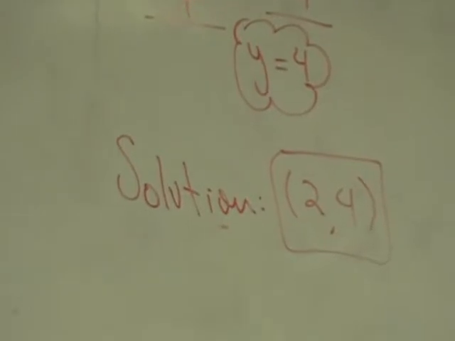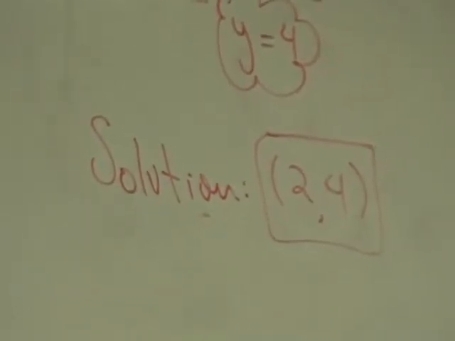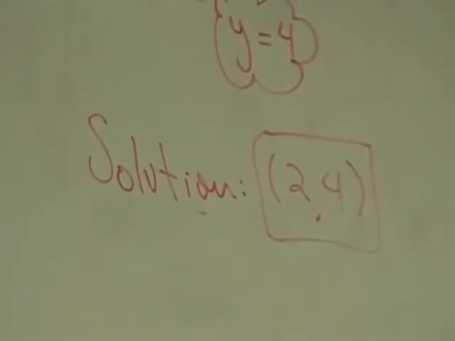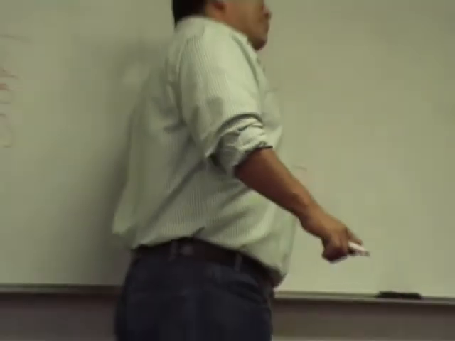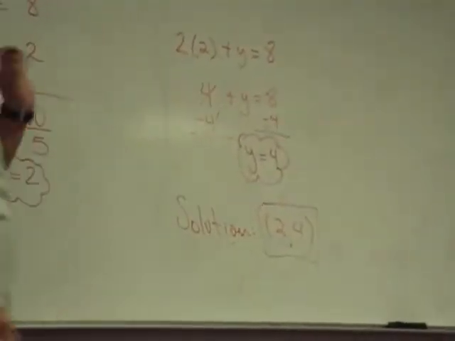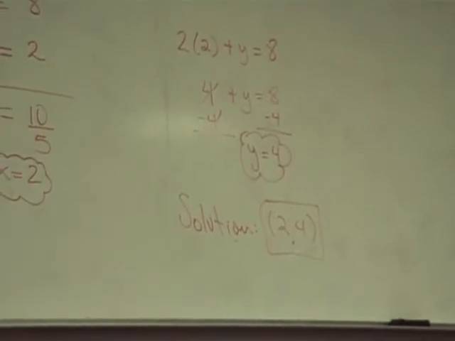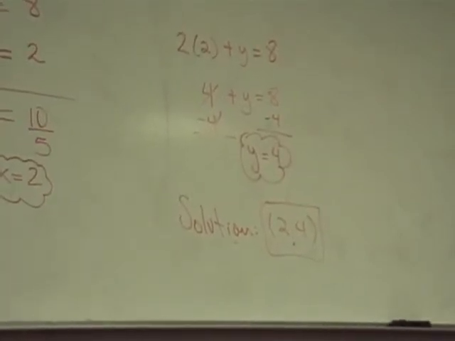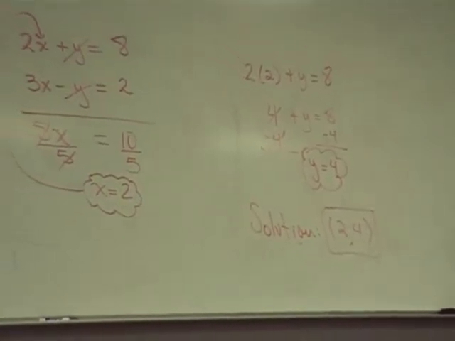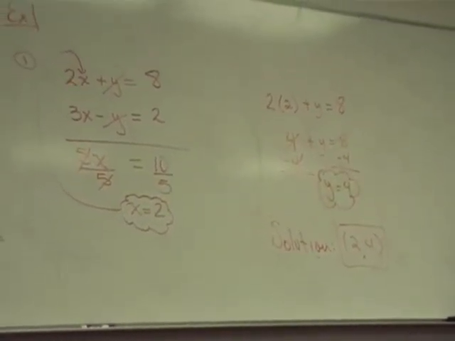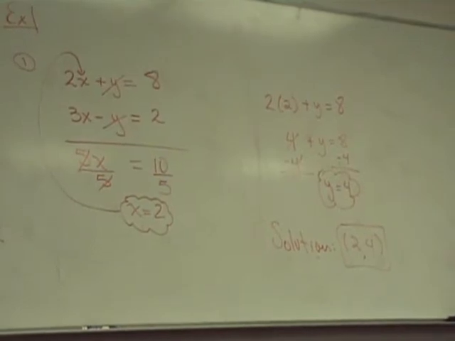If you were to graph these 2 lines, we didn't, but if we were to do it, where would they meet? At what point? At the point 2, 4. This is the one point that lies in both lines, meaning that it is a solution to both equations. Does anyone remember what we call a system that has one solution? Consistent. This is a consistent system.